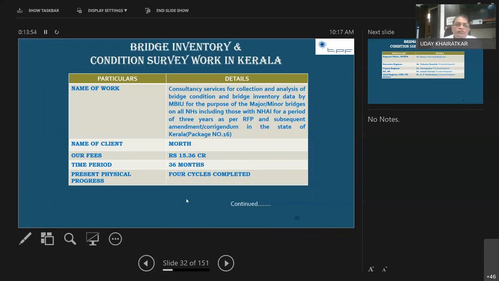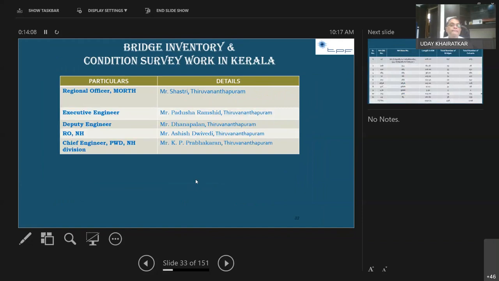This is the name of the work that we conducted. The name of the client, MORTH. Our fees were around 50.36 in a period of 36 months. And we have presently completed four cycles of inventory and condition survey. This is the name of the ministry officers who were present during the operation.